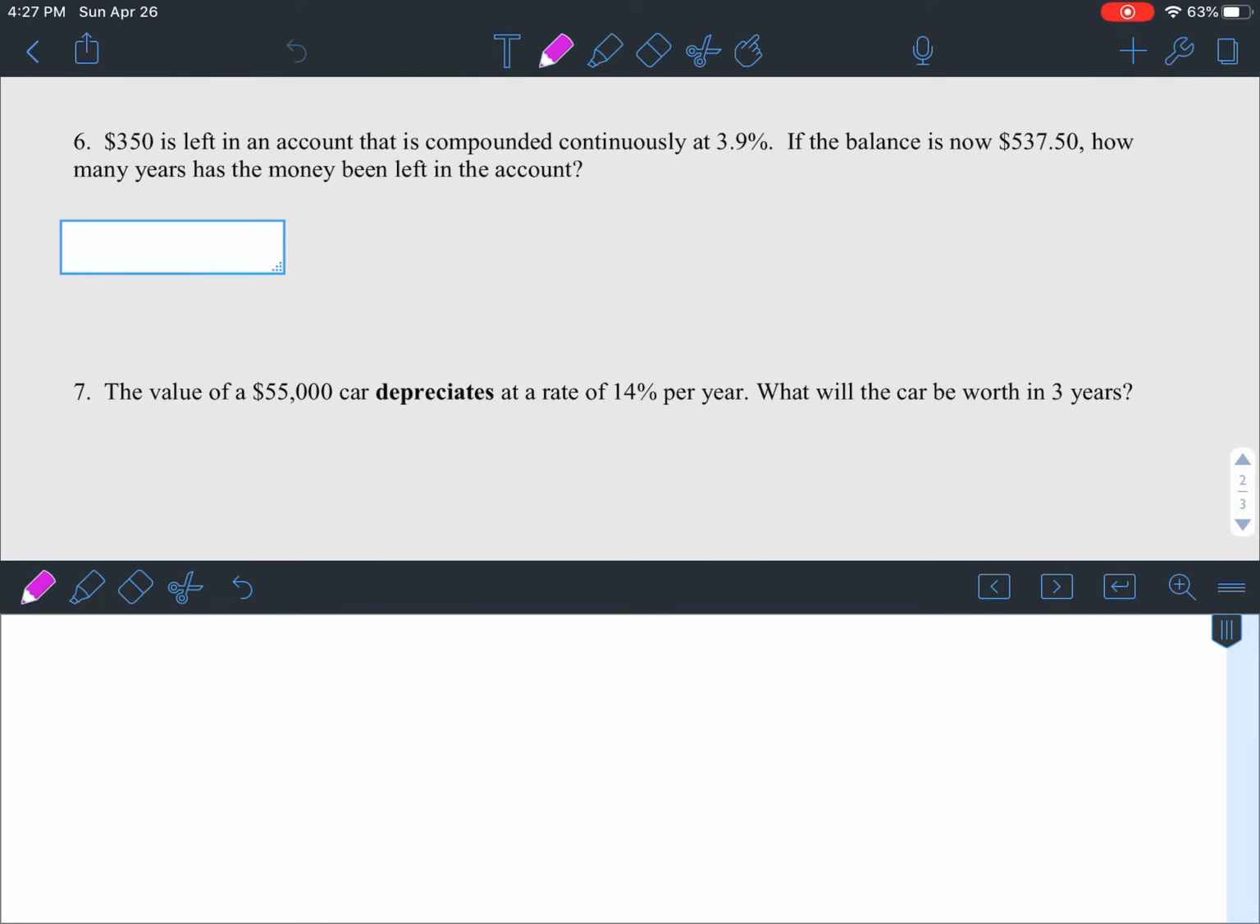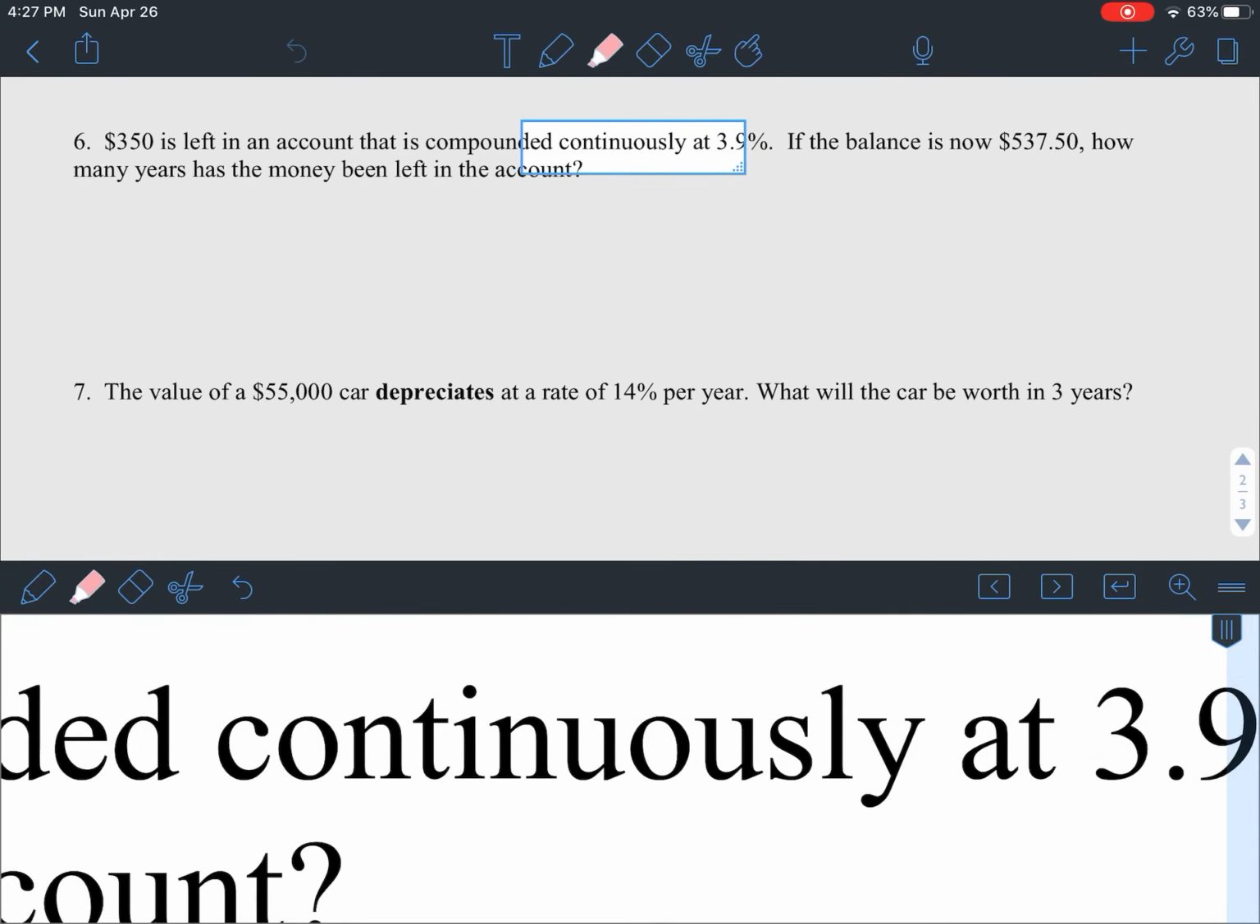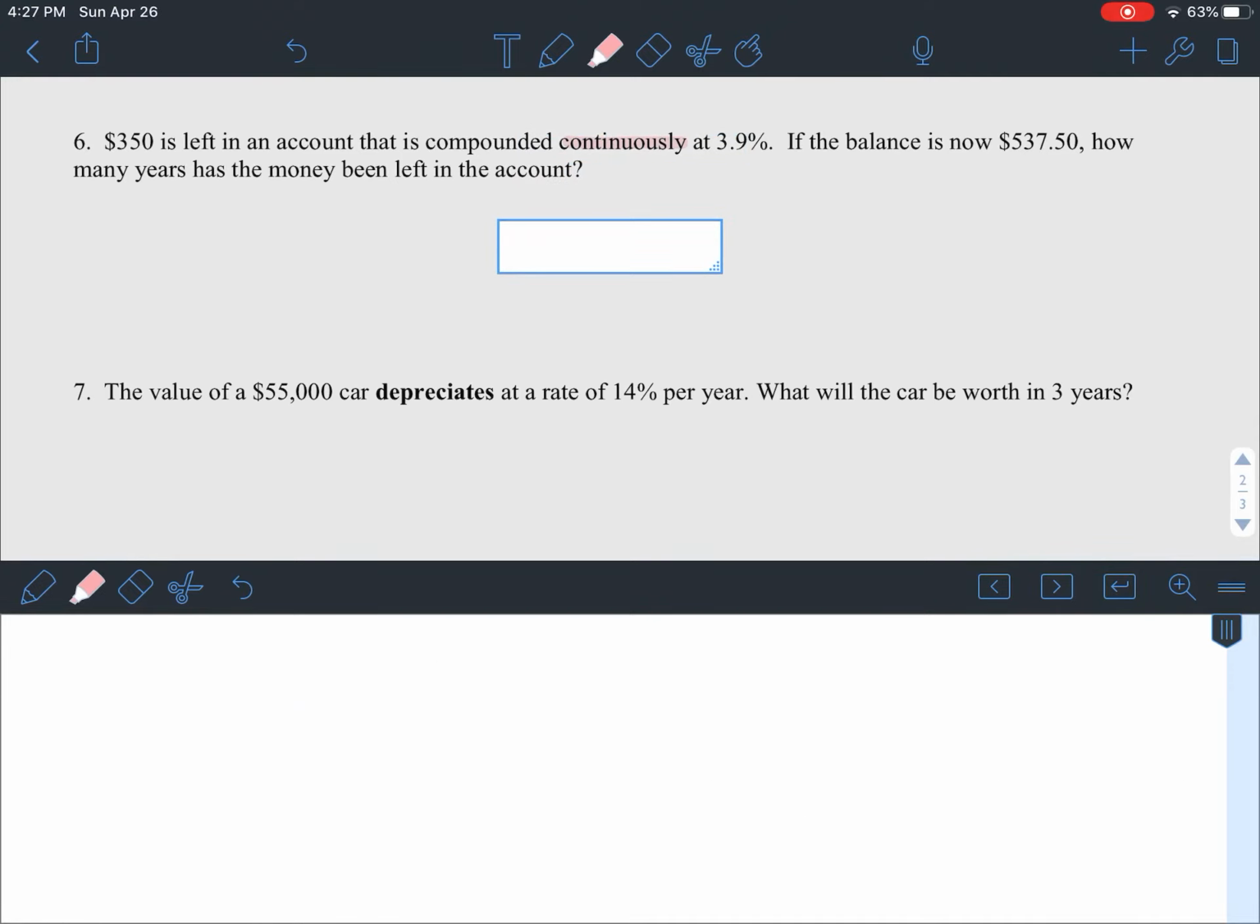It says $350 is left in an account that is compounded continuously. Again, that is a key word. You know that is a PERT at 3.9%. If the balance is now, so that's your final amount, $537.50, how many years, so we want to find T, has the money been left in the account?